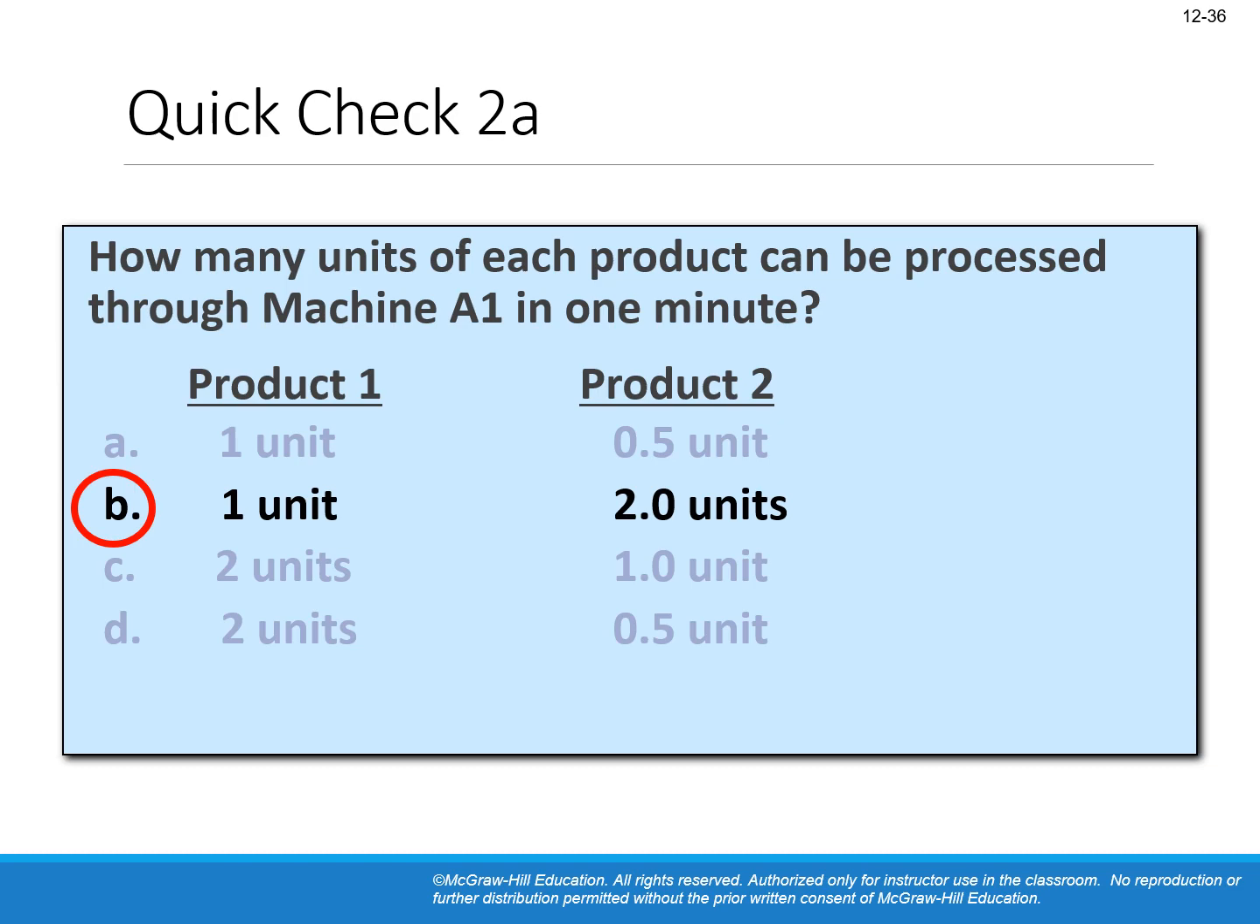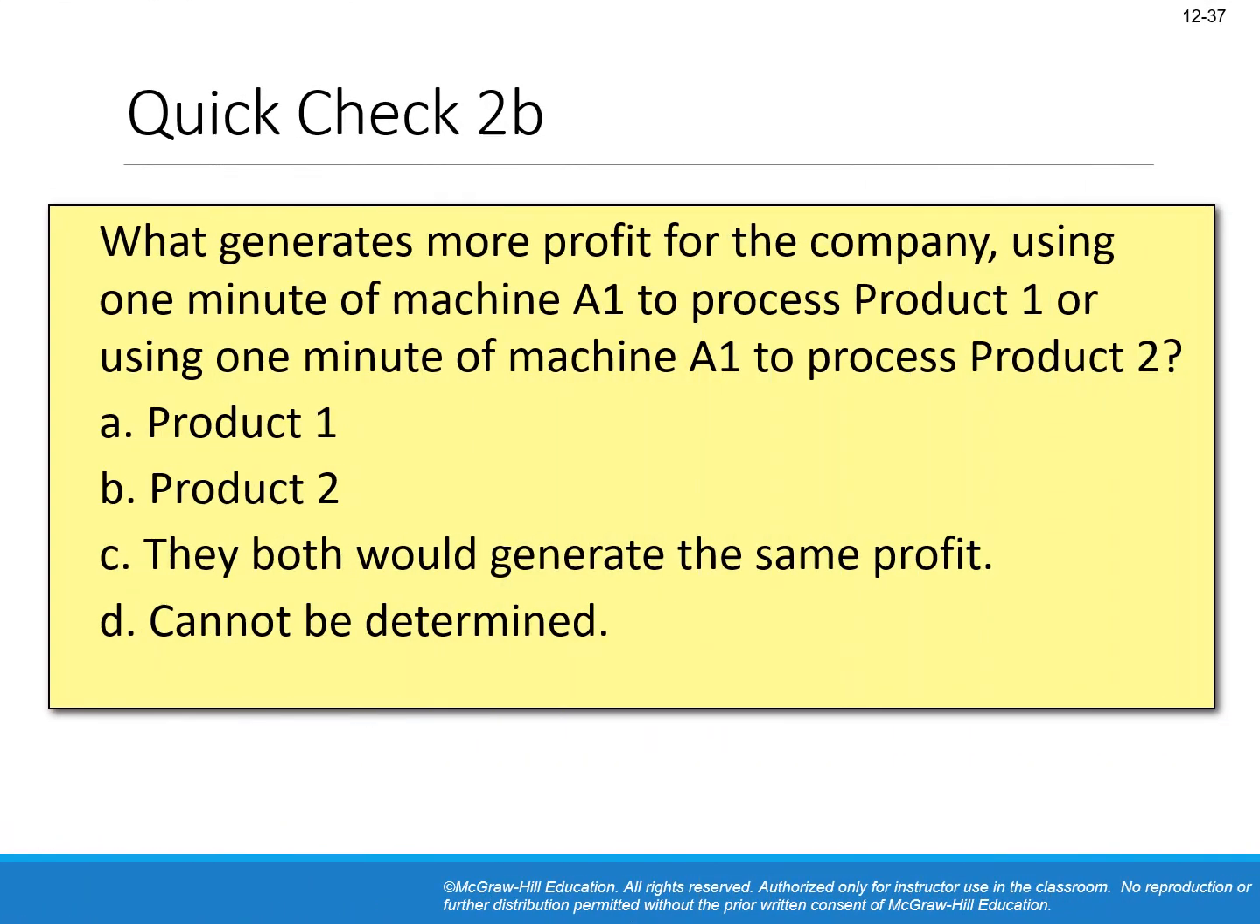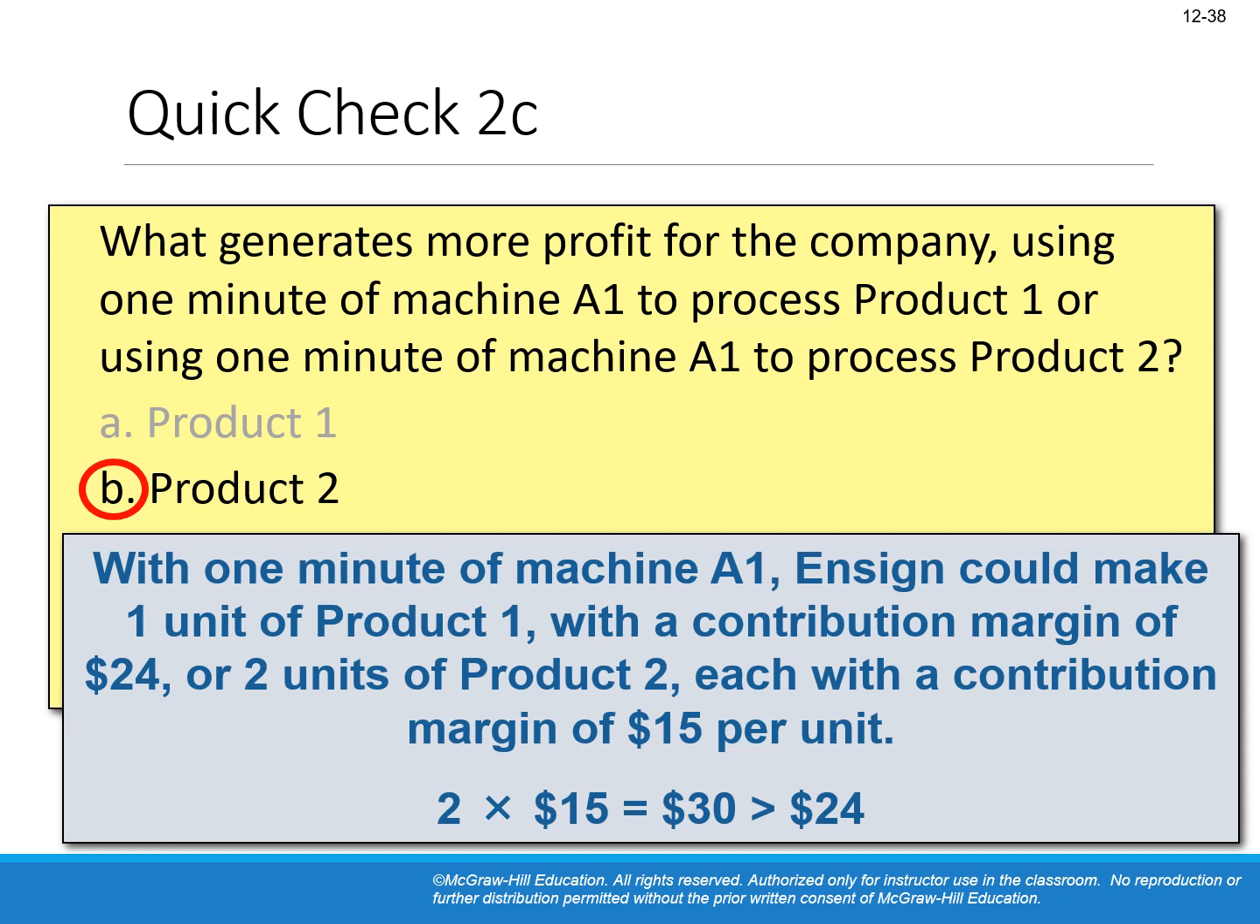This is common sense. Now the other question says, what generates more profit for the company, using 1 minute of machine A1 to process product 1 or using 1 minute of machine A1 to process product 2? Here the answer should be, per each minute of production, how much it's yielding in additional contribution margin. And this is how you should determine your answer. The answer is that you should focus on product 2. Let me tell you why.